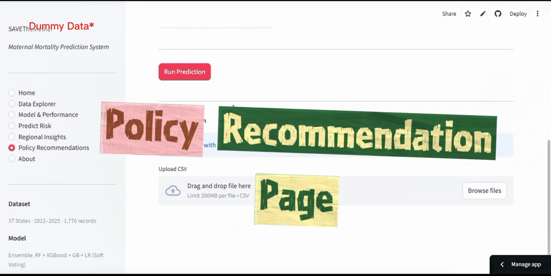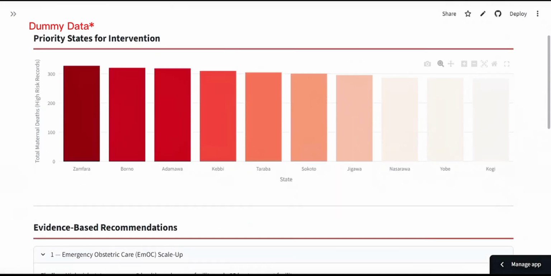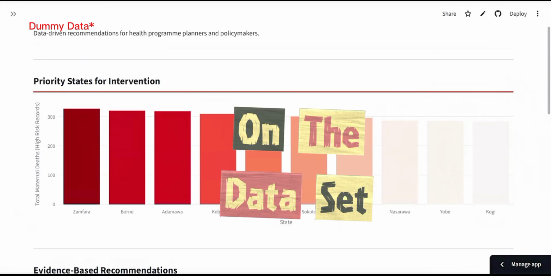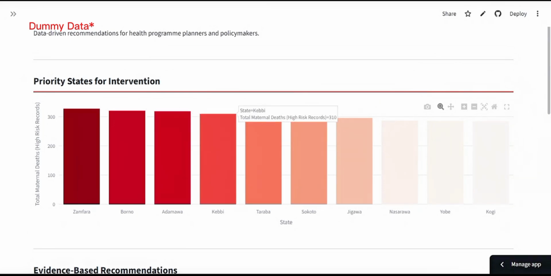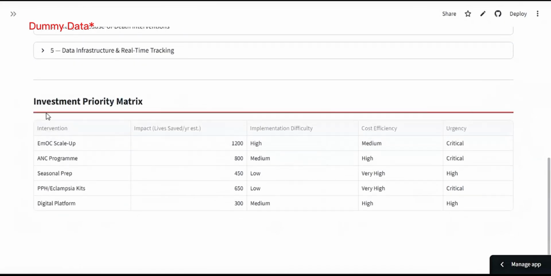The policy recommendation page, which provides data-driven recommendations for health program planners and policy makers. You see this priority of states for intervention. They are categorized based on the data set. Then we have recommendations for states like Adamawa. These are evidence-based recommendations, things to improve on that would actively reduce the rate of maternal mortality in the country.